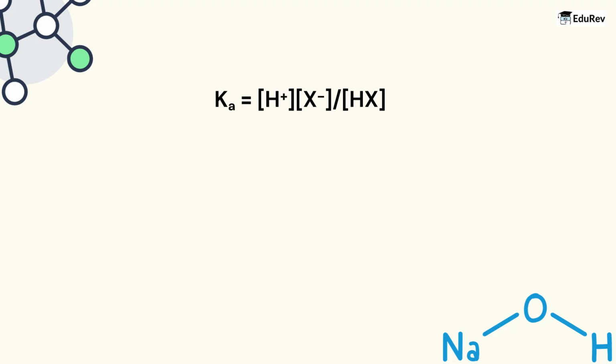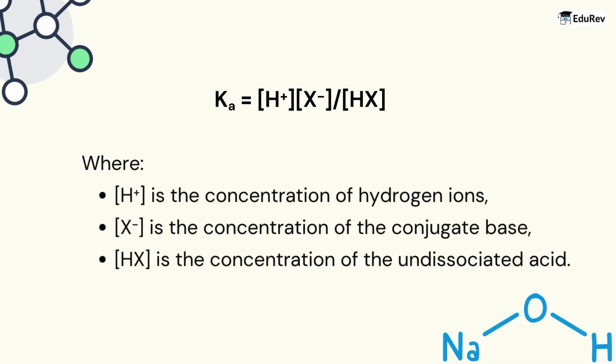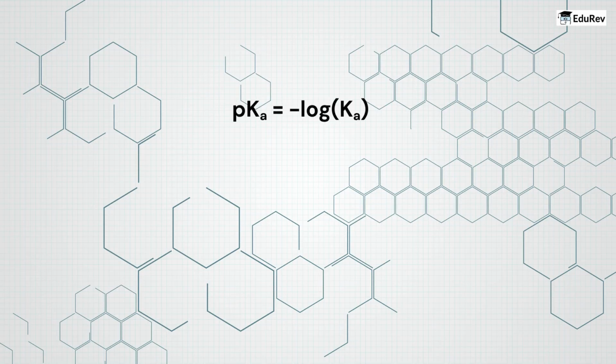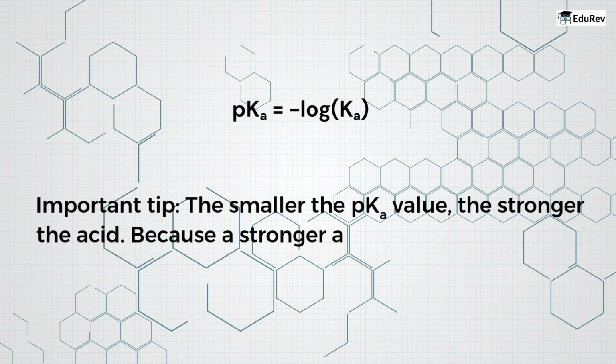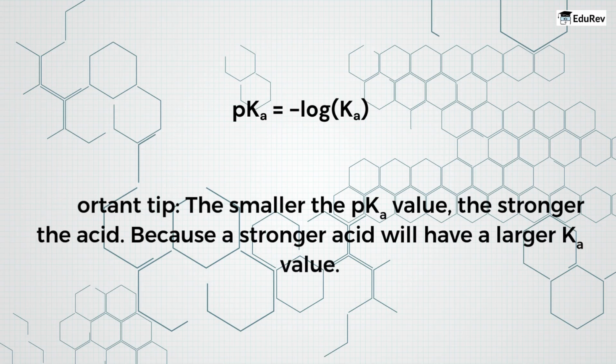The expression for Ka is [H+][X-] divided by [HX], where [H+] is the concentration of hydrogen ions, [X-] is the concentration of the conjugate base, and [HX] is the concentration of the undissociated acid. We also define pKa as pKa = -log Ka. Important tip: the smaller the pKa value, the stronger the acid, because a stronger acid will have a larger Ka value.